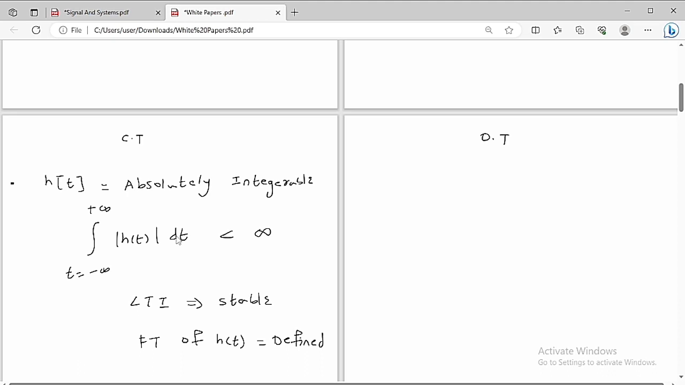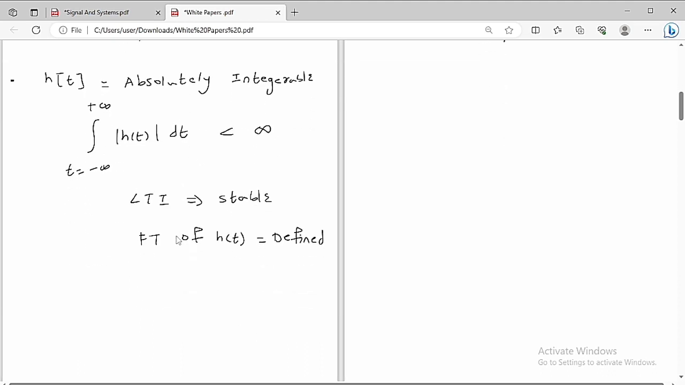Suppose we have figured out the ROC of H of s, which is the Laplace transform of h of t. If it includes the j omega axis, then the Fourier transform is going to exist. If the Fourier transform exists, then the system is also stable. This point you always have to keep in mind.